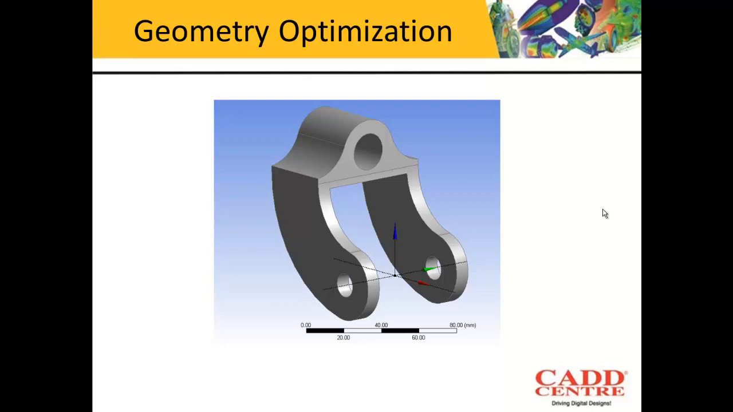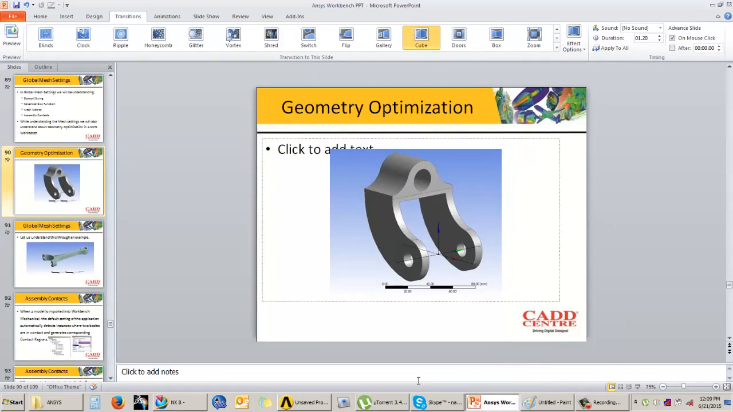Now look at this model on your screen. It is a 3D component, it is a clamp. Okay. Now first what we will do is we will mesh this model and we will see how the elements are being generated if I don't optimize this geometry, and if I optimize the geometry, what will be the mesh results. Okay. So let us go to the software.